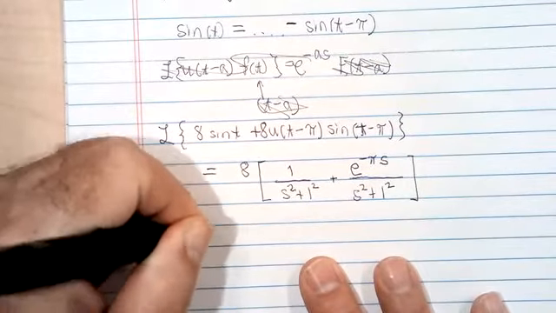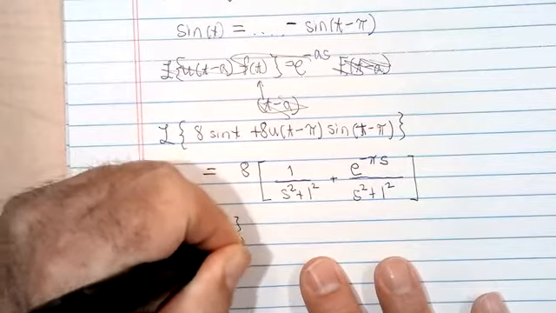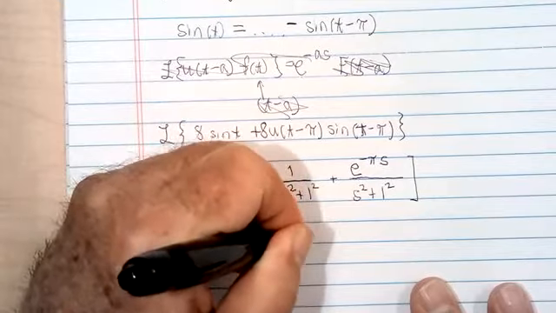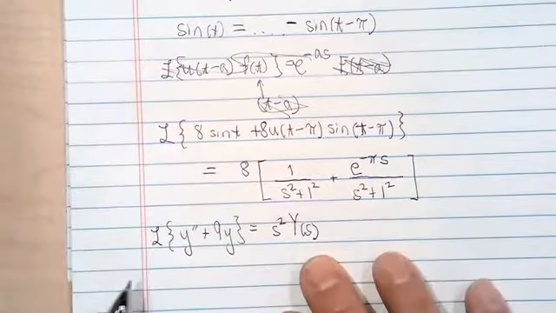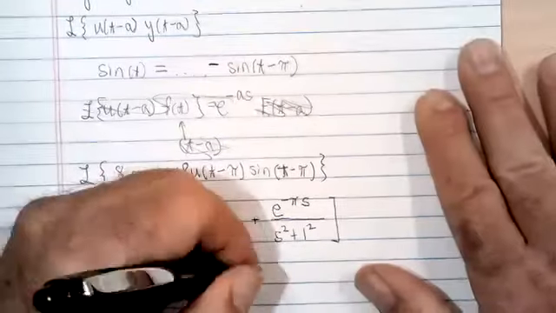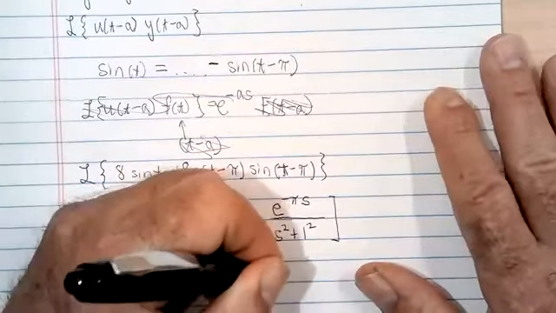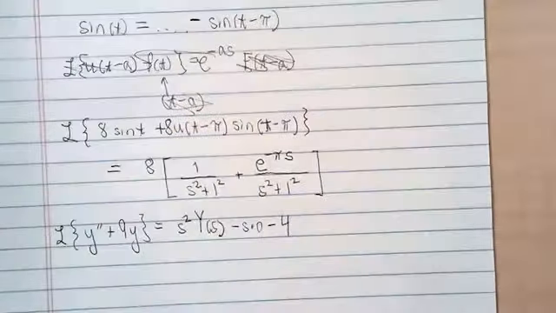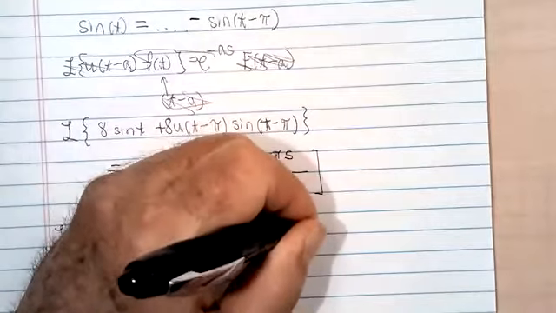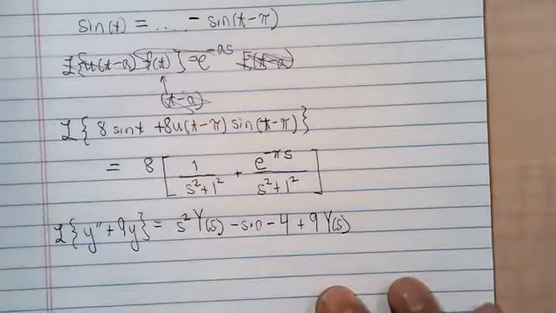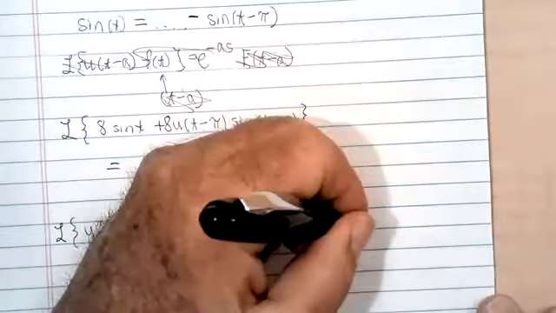Y double prime plus 9y. Yeah, that already looks much nicer. Good. Okay, now we want minus sy at 0, which is 0. Minus y prime at 0, which is 4. Plus 9 cap Y. And that equals this thing on the right side.